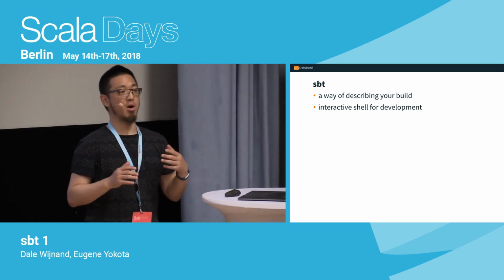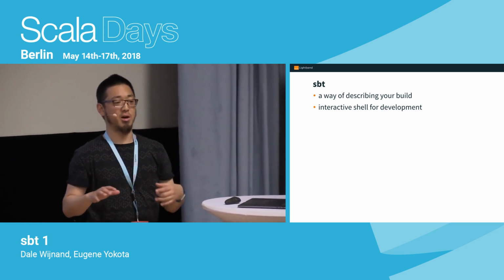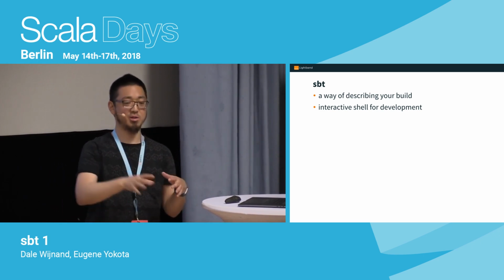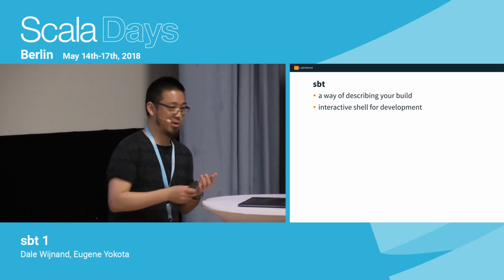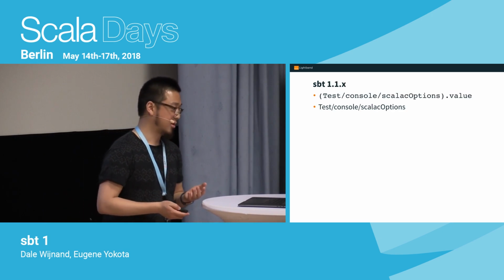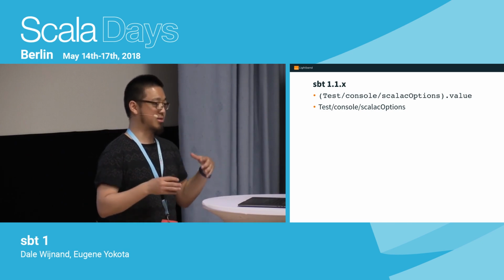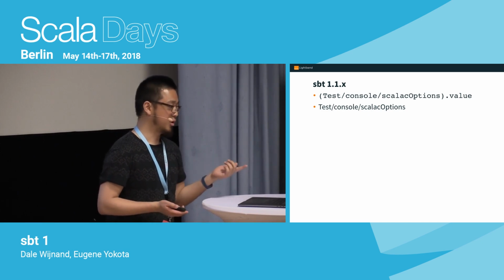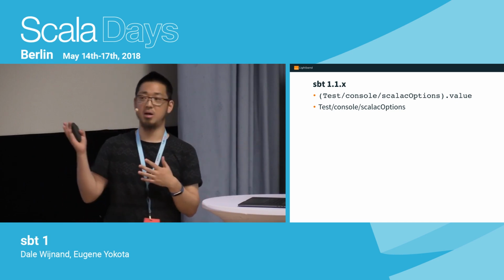If you want to do something more complex, like run this subproject's test configuration compilation, you have to know slashes and colons and double colons and all these different things. It always annoyed me that you have two different notations for exactly the same thing. That's an example of that, right? You say scalaOptions in test console value. You do that in the shell using colons and double colons. In SBT 1.x, they're the same thing. You just use slash for everything.